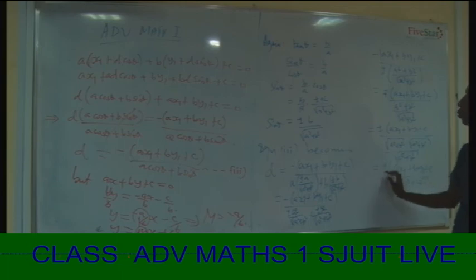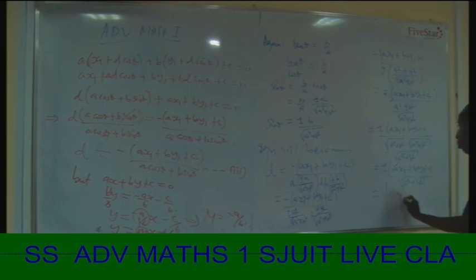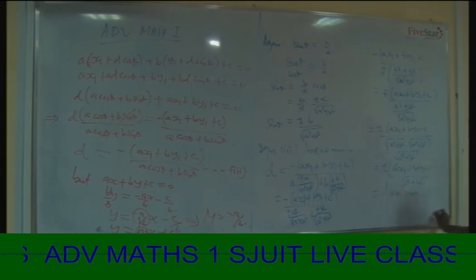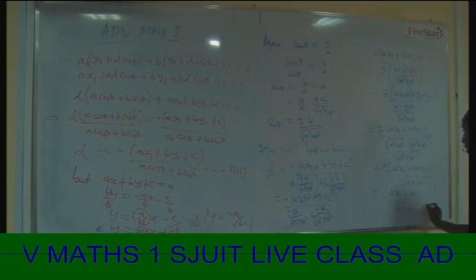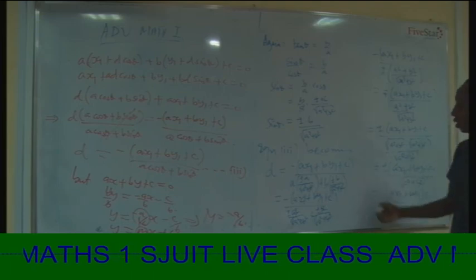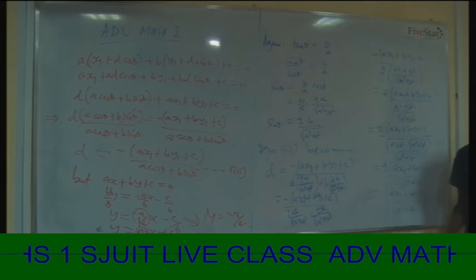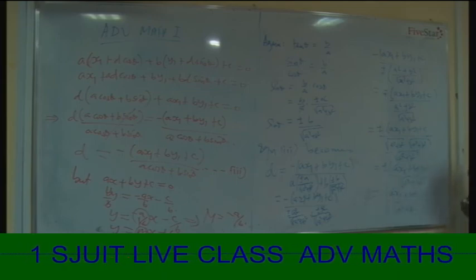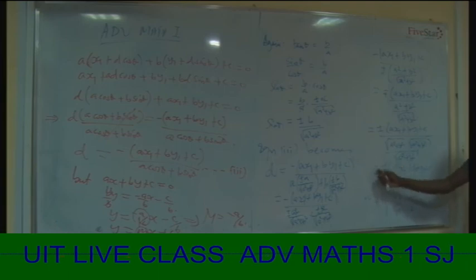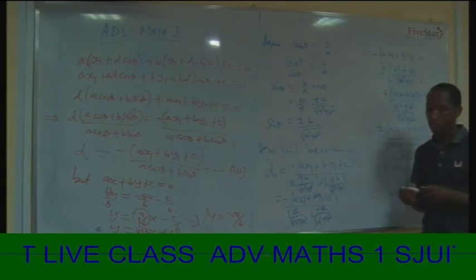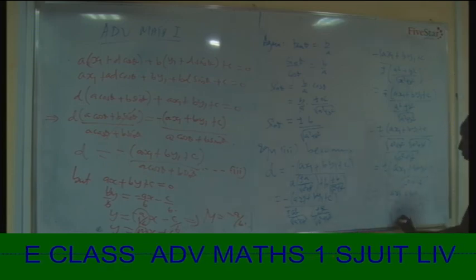So finally, because this is plus or minus, we can just put in the absolute bracket as a x1 plus b y1 plus c divided by square root of a squared plus b squared, which is the required expression. Now this is the shortest distance of the point P with coordinate x1, y1 from the line ax plus by plus c equals 0. It's just the absolute bracket, because here we would have a plus or minus expression. So we have shown, so we can just write here, hence proved.